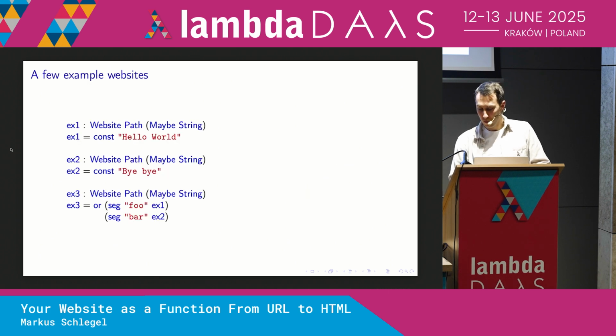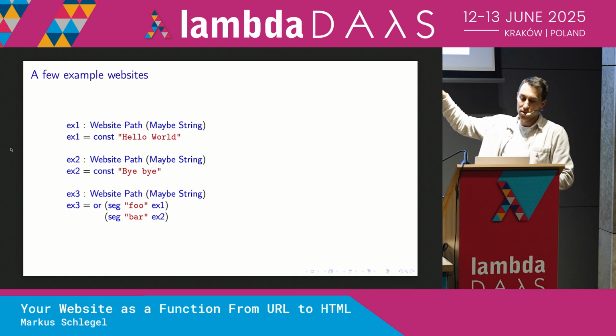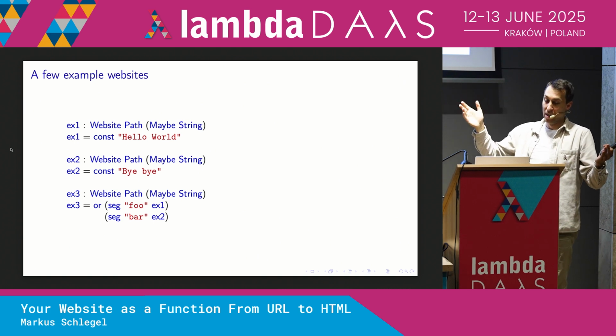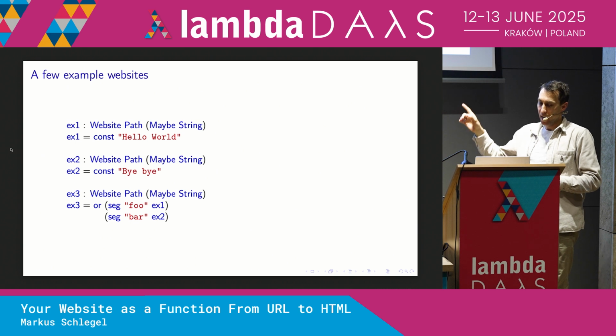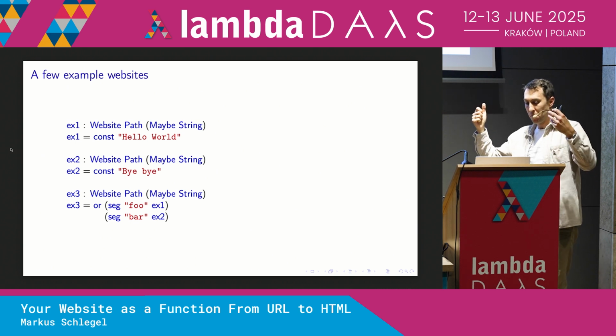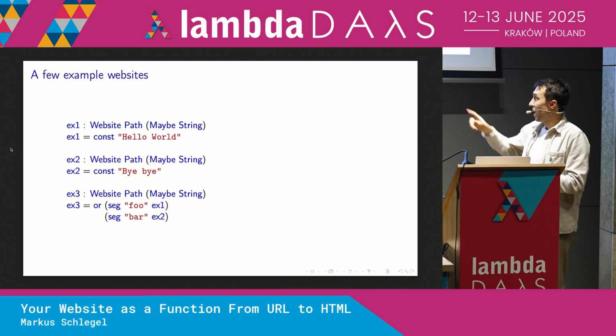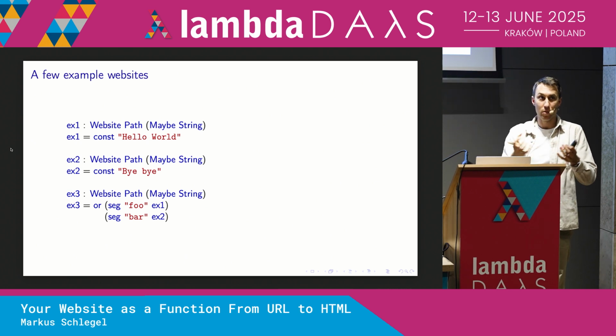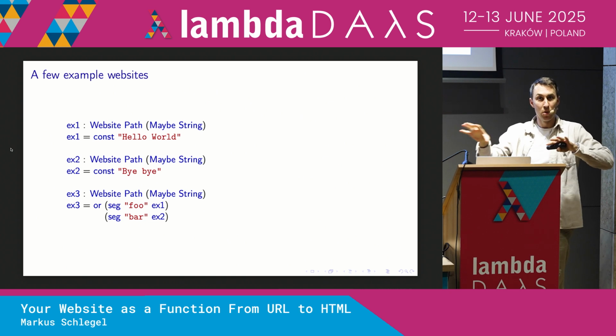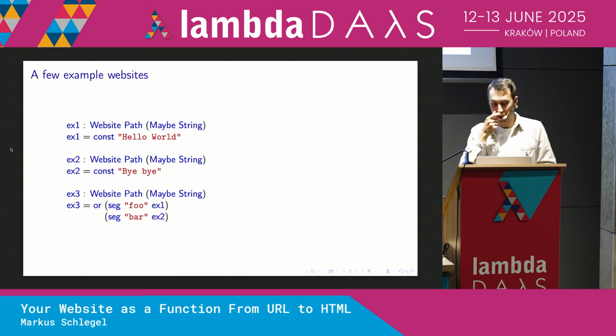And with these few simple tools, we can already build some websites that are quite useful. For example, these ones, right? So x1 and x2 are just constantly displaying some string, hello world and bye-bye. And x3 now wraps each of these with a seg, right? So we have seg foo x1 and we have seg bar x2, and we OR those together. And this is now a website with two distinct paths.